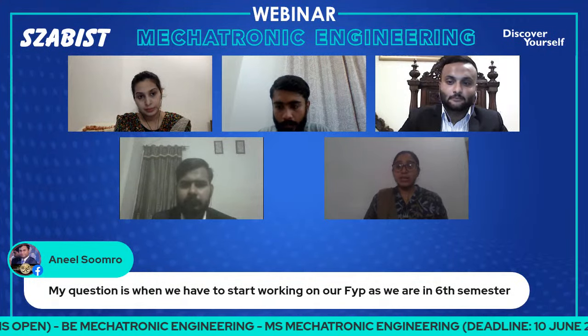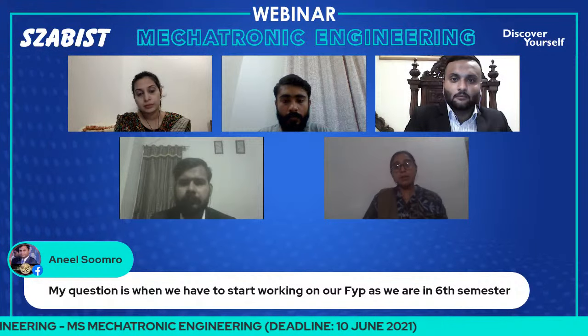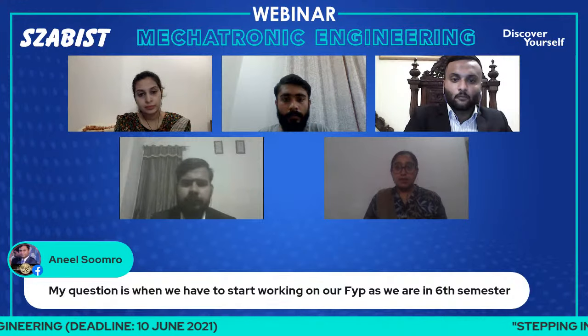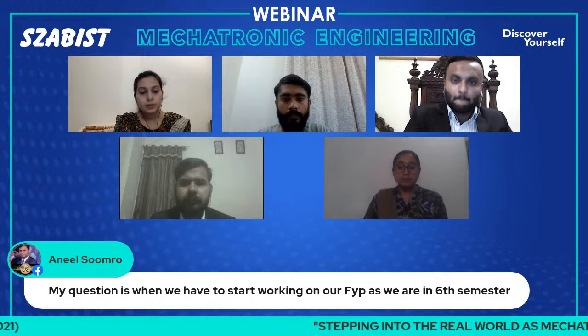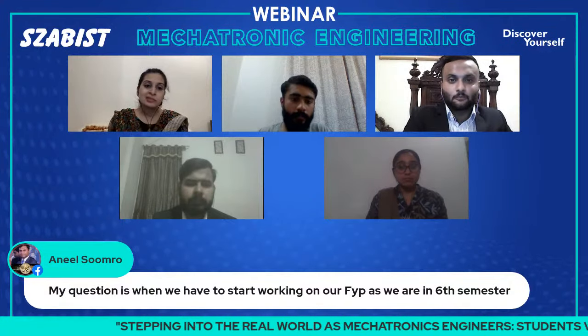We should have started working on a topic from sixth semester, and it is very good if you choose a project you will do in sixth semester, and you can continue that project to your FYP in seventh and eighth semester. That will be very good if you start researching from sixth semester. All right, good. Next, Hassaan.